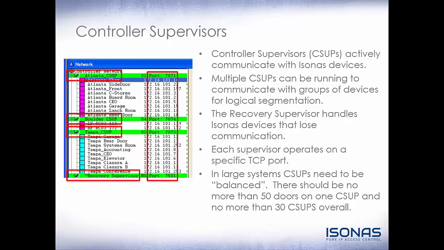When you have large systems, the controller supervisors need to be balanced. Really, any system, they need to be balanced. There should be no more than 50 doors on one CSUP and no more than 30 CSUPs overall. However, if you have a 50-door system, don't just create one CSUP and jam all 50 doors underneath that one CSUP. DB Crystal works better and more efficiently when they're spread out. So create 5 CSUPs and put 10 doors underneath each CSUP so that it works more efficiently.